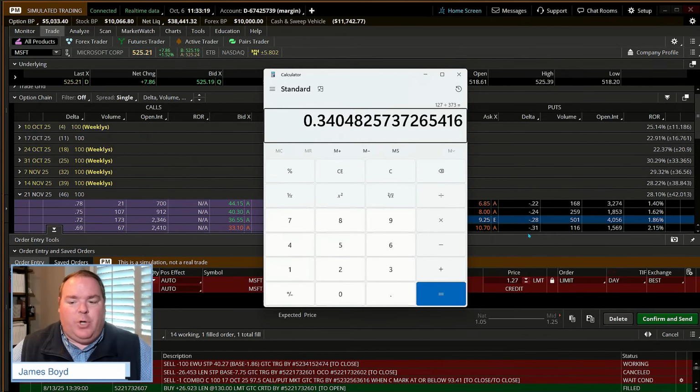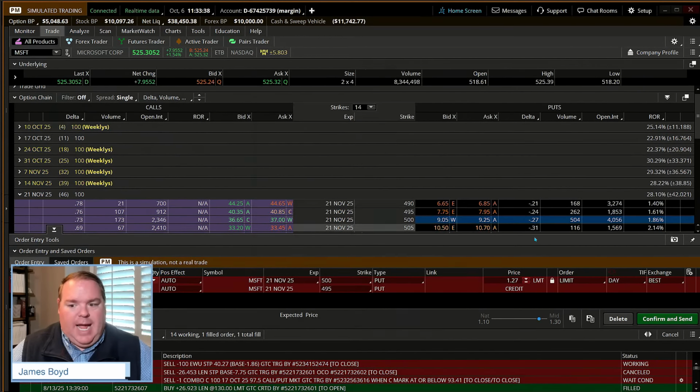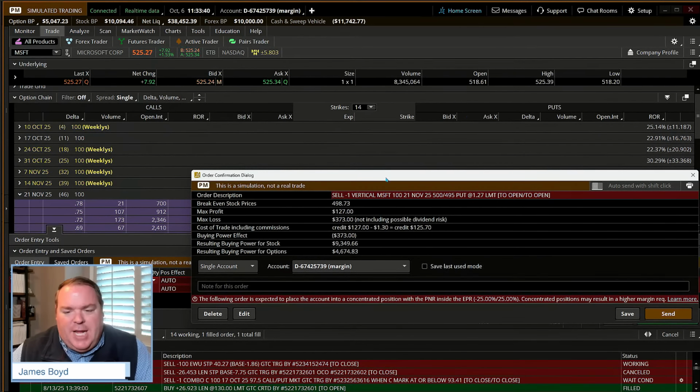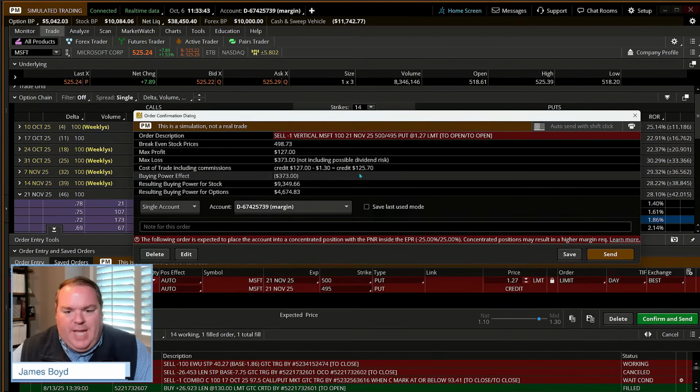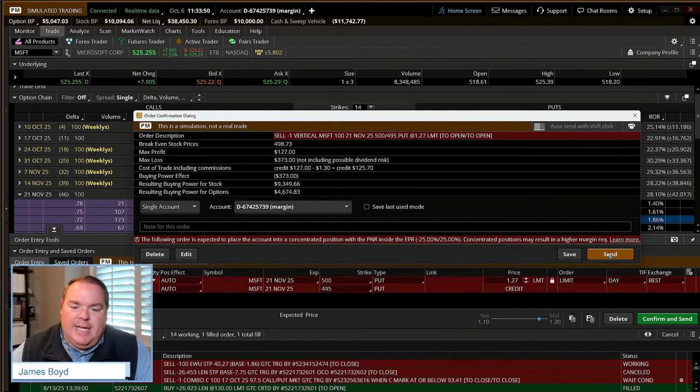I'm also trying to show times where the investor might be more conservative or more aggressive. We're not all the same. Some of us like to be right more, and some of us think, I just want a higher chance to make more, but I could be wrong. Going to confirm and send. So trade number 2, Microsoft, a short put spread. We're going to send the order.